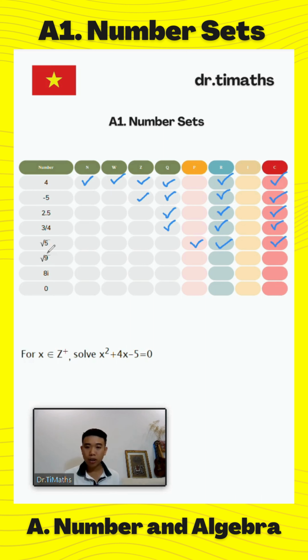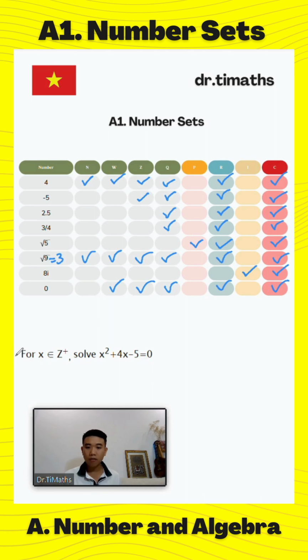Square root of 9. So be careful. Before we determine which type it is, we need to simplify. So square root of 9 will be 3. So 3 is a natural, whole number, integer, rational, real, and complex. 8i. So 8i is an imaginary number. So also a complex number. 0. 0 will start with whole number, integer, rational, real number, and complex.